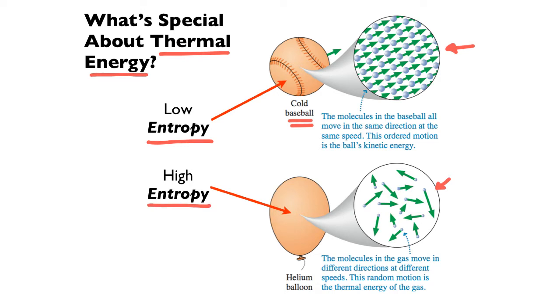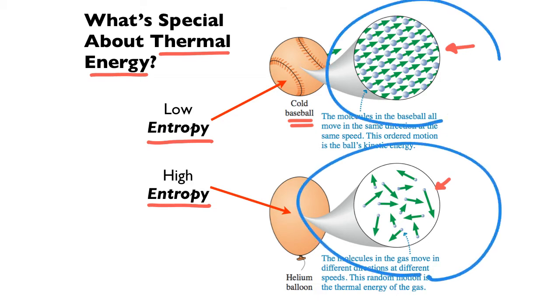Okay, so if I look at the difference between these two cases, it turns out that a baseball thrown at fastball pitch speeds has an amount of kinetic energy comparable to the total kinetic energy of all the atoms inside a helium balloon. So these two kinetic energies are about the same, but the top one is very, very orderly. The bottom one is very, very disorderly.